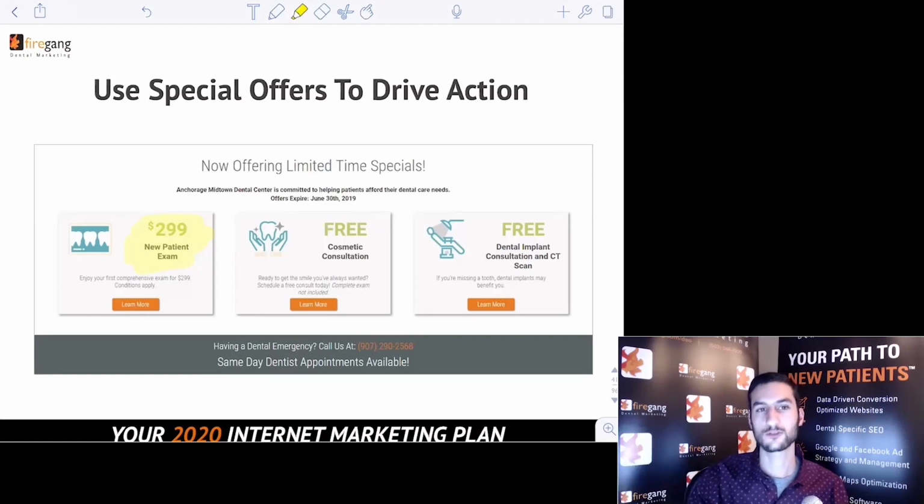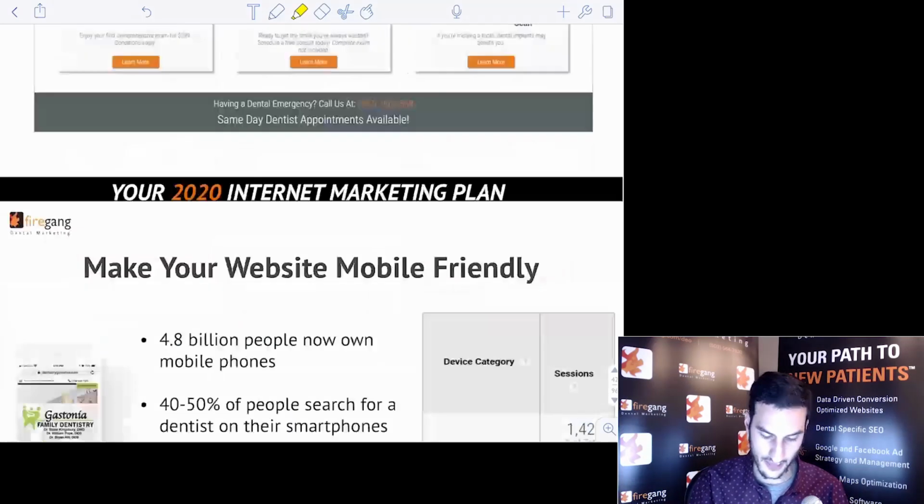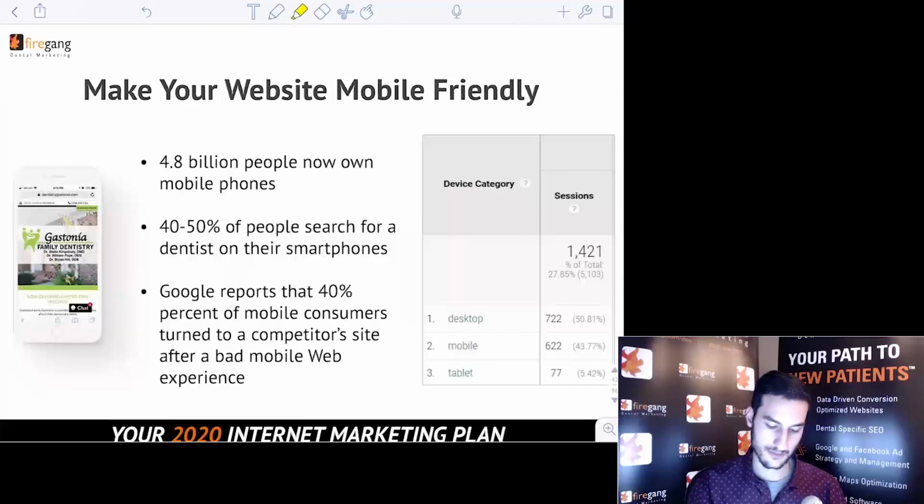Be really intuitive and really methodical about what our approach is with this. But in any case, let's get some special offers in here that can drive action and get people to take advantage now. The next thing we want to look at is making the website mobile friendly.